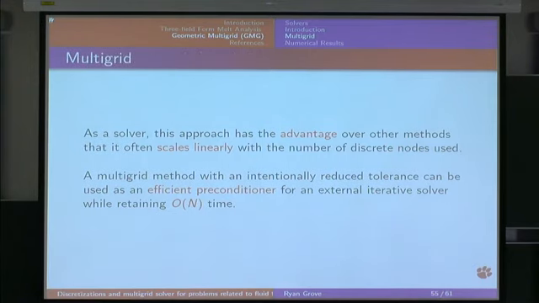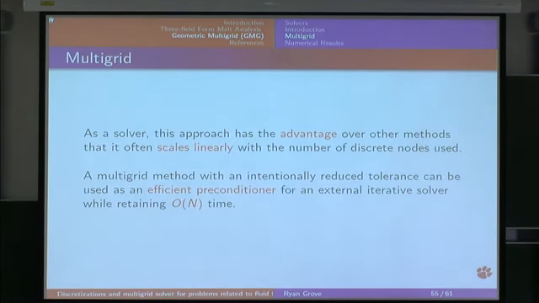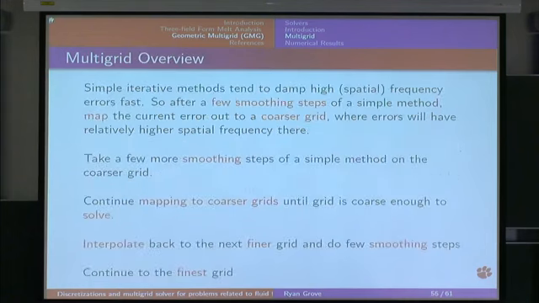So let's talk about multigrid real quick. So as a solver, this approach has the advantage over other methods that it often scales linearly with the number of discrete nodes used. So a multigrid method with an intentionally reduced tolerance can be used as an efficient preconditioner for an external iterative solver while retaining the O of n time. So this is the big takeaway of multigrid. We get this O of n time, and this is the main, why should I care about geometric multigrid?